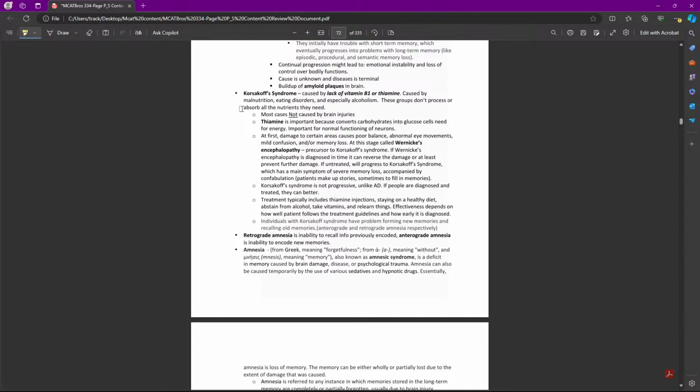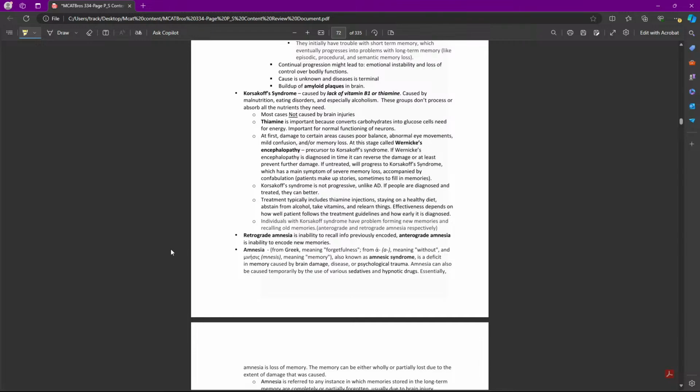Lack of it causes damage to certain areas that leads to poor balance, abnormal eye movement, and mild confusion. At this stage, it is called Wernicke encephalopathy, a precursor to Korsakoff syndrome. If Wernicke encephalopathy is diagnosed in time, it can reverse the damage, or at least prevent further damage. If untreated, it will progress to Korsakoff syndrome. The main symptom is severe memory loss.